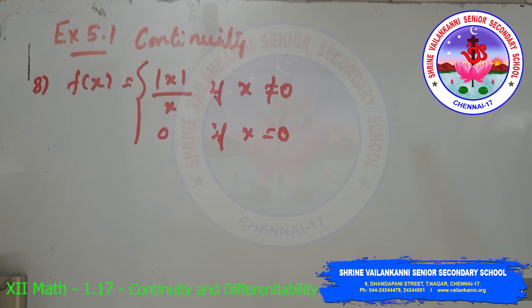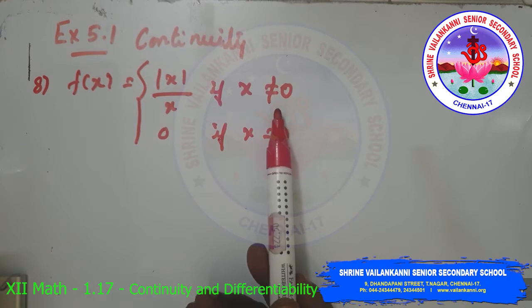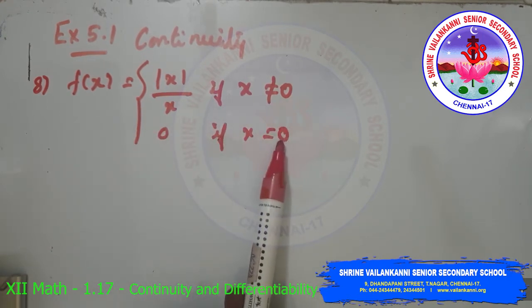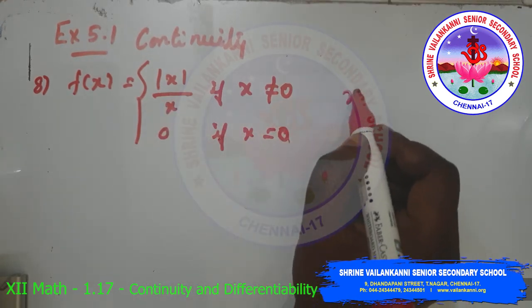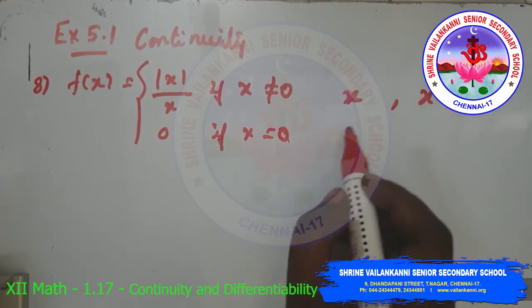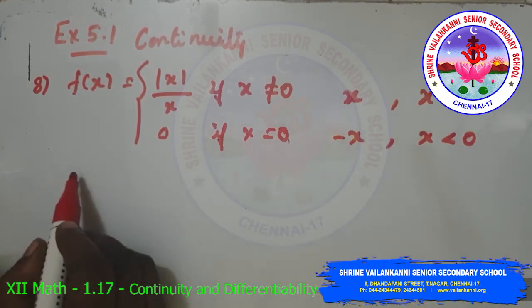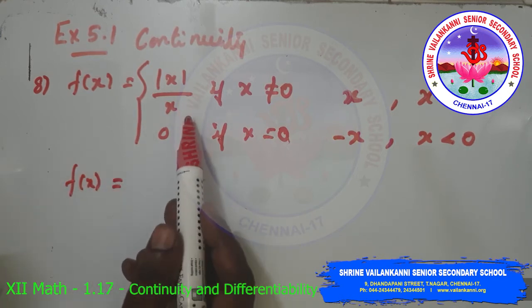8th question. Find all points of discontinuity of f where f is defined by f of x equal to modulus of x by x if x is not equal to 0, and f of x is 0 if x is equal to 0. So we have to redefine this. So mod x is positive x when x is greater than 0, and it is minus x when x is less than 0. So we have to rewrite this as f of x equal to modulus of x by x.